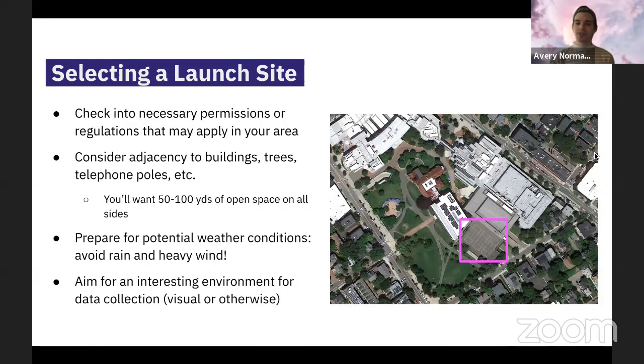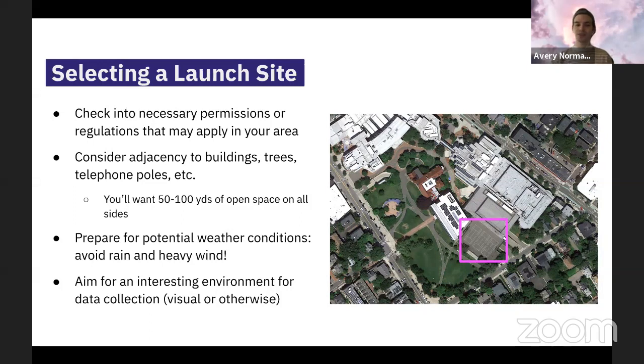So a couple of tips related to this mission. And the first relates to selecting a launch site. And this is both on the scientifically interesting side, but also thinking about safety. So the first thing that you'll want to do is to check in with necessary permissions or safety regulations in your area. For a tethered launch, there is very likely not going to be any permissions required, but you just have to make sure that you're doing it in a place where you can maintain a safe boundary with people.